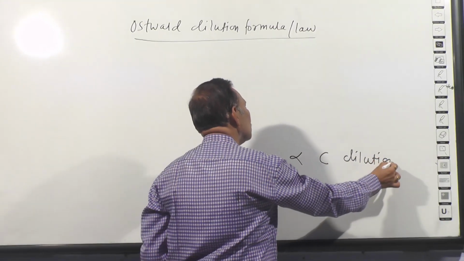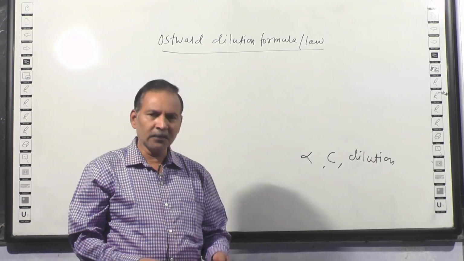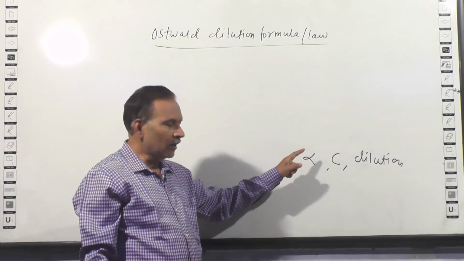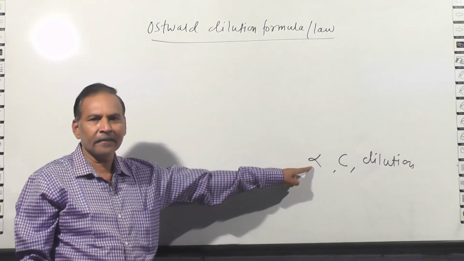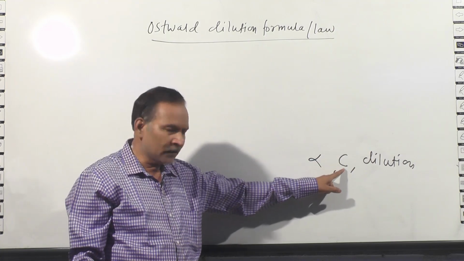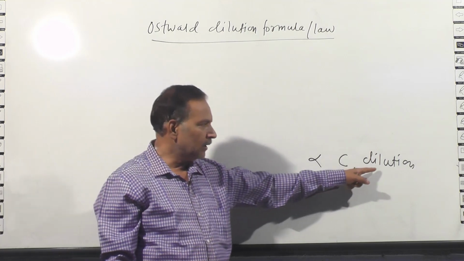So, it is a mathematical formula, a mathematical equation that gives the relation between alpha, that is degree of dissociation, with either concentration of the solution or the dilution of solution.